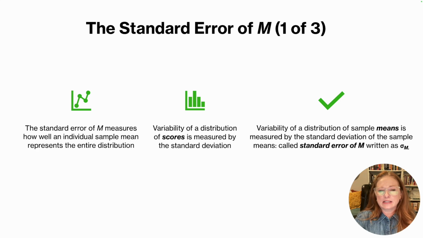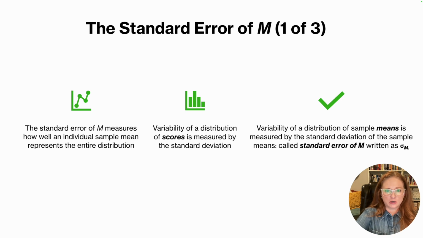Okay. Some slides on standard error. I know we touched on this just a little bit. The standard error of the mean measures how well an individual sample mean, and again, when we say individual sample mean, we're saying that the group you pulled represents the entire distribution. We're not talking about one score. We're talking about an individual sample mean. I know it sounds like I'm saying an individual sample, but I'm not. Not an individual score, an individual sample mean.